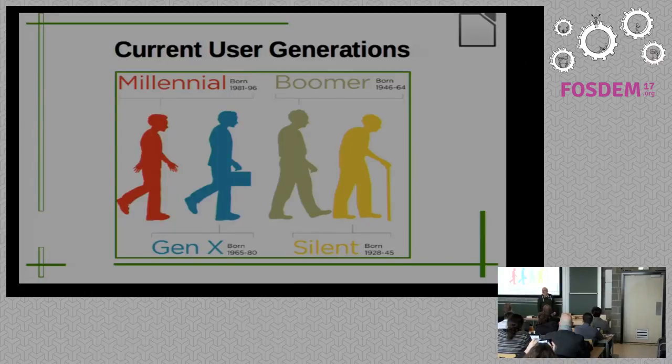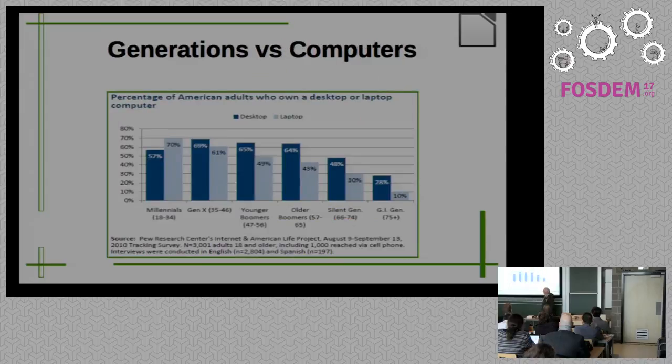And if we look at how many PCs people have in different generations, you see that even people that are over their 70s start to have an interesting number. So it's more than 25%. And of course they have sight problems that make the user interface very important, and you have to answer their needs in a flexible way.